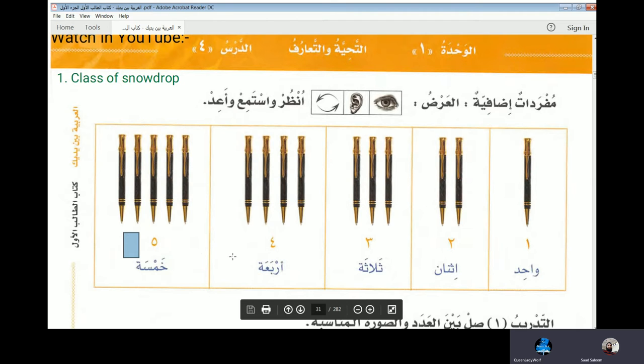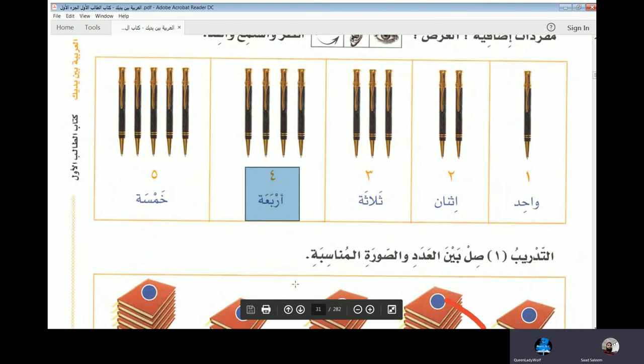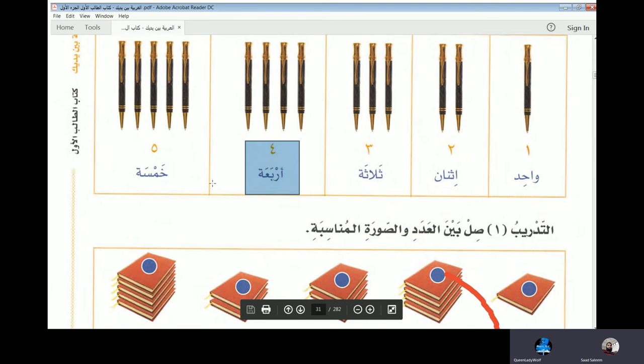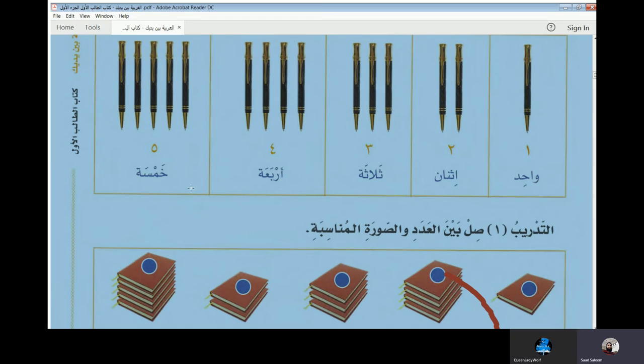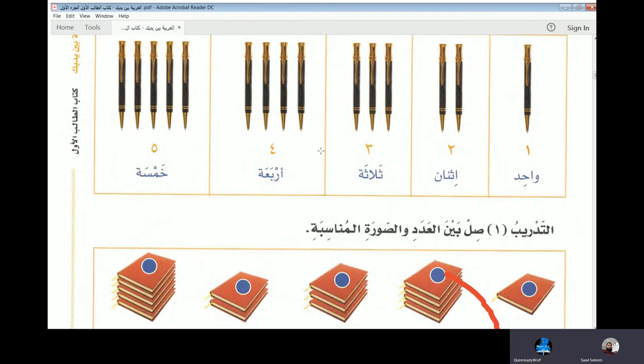My mouse is in the way, sorry. Arba'a is four. And khamsa is five. So memorize this counting. Then write on a piece of paper, looking at the book. Also write the counting in digit form and in word form. I look forward to that.